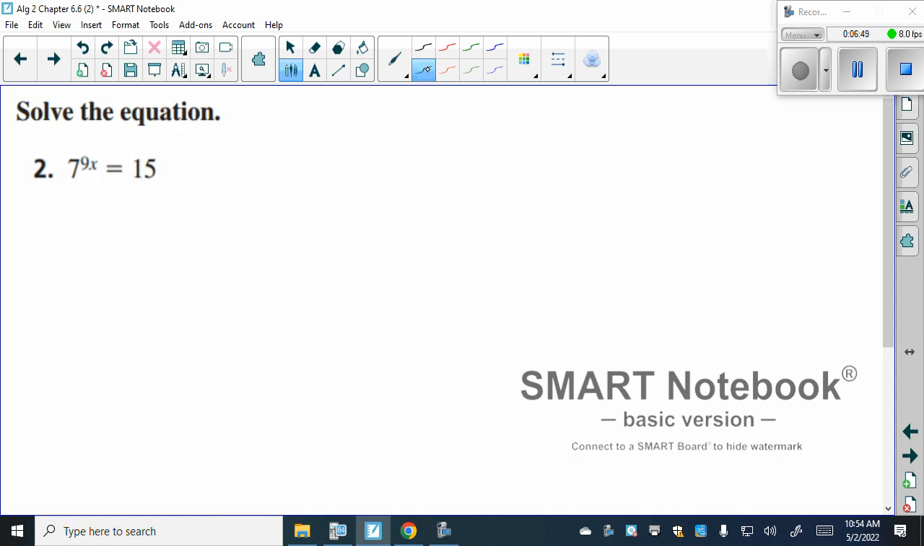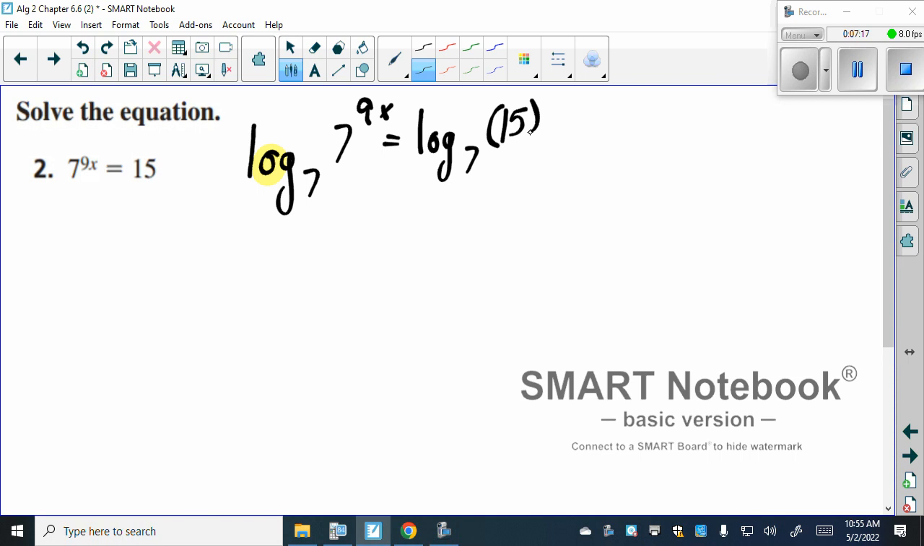So the next one we have is 7 to the 9x equals 15. What can we do first? Or what can we apply to both sides? Log base 7. 7 to the 9x equals log base 7 of 15. And the reason we're doing this is we're applying log to get this exponent to go out front.